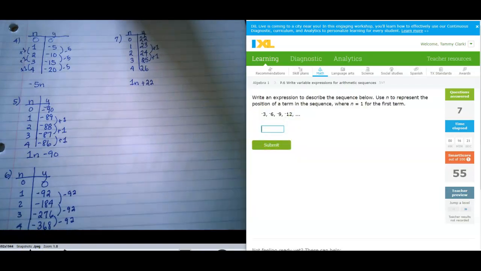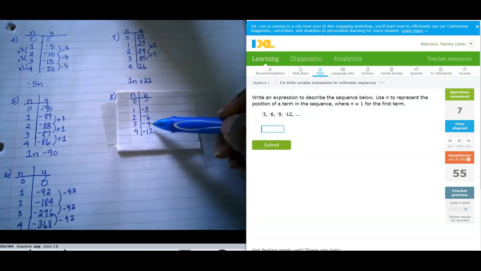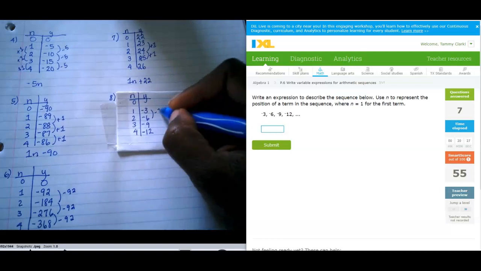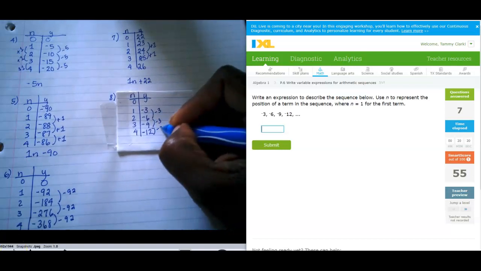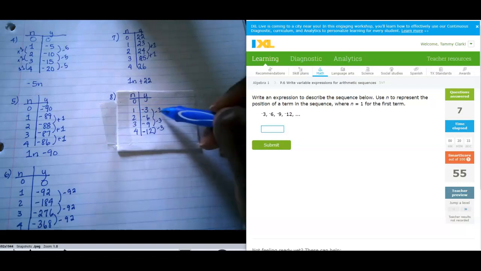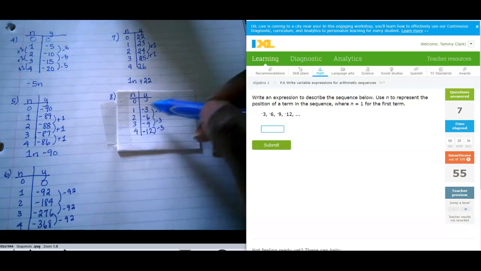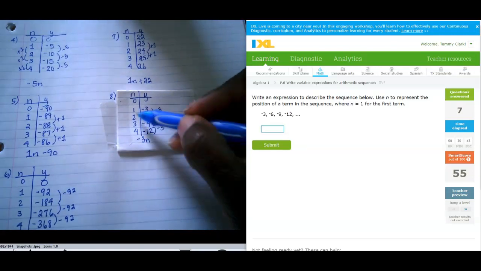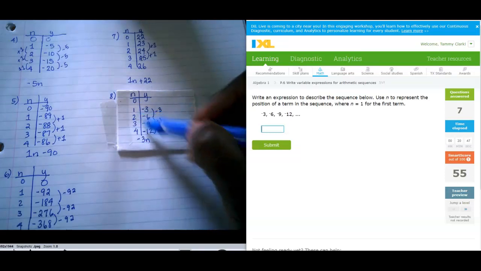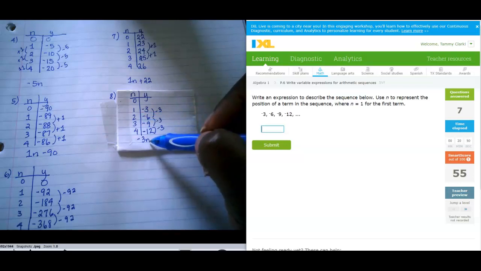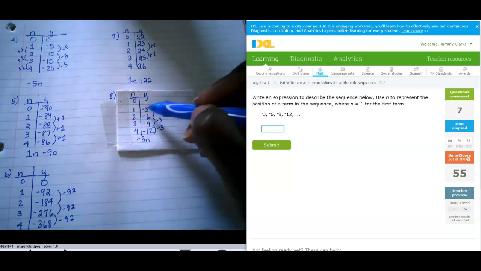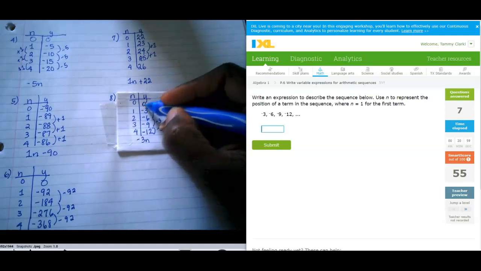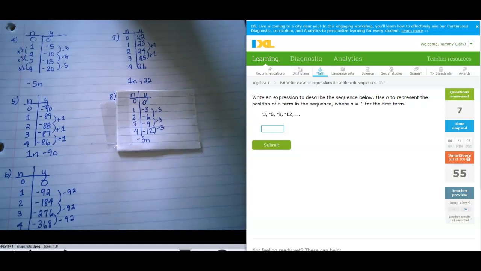Number 8, let's go on. So we've got negative 3, negative 6, negative 9, negative 12. So we know we're subtracting 3. And we still have that change of negative 3 over 1. Now think of that. So we've got negative 3n. Well, if I do negative 3 times 1, I get negative 3. Negative 3 times negative 2, I get negative 6. So if we think about this, what did this number have to be before I got to negative 3? And it was 0, and we've proven that by what we did when we multiplied.